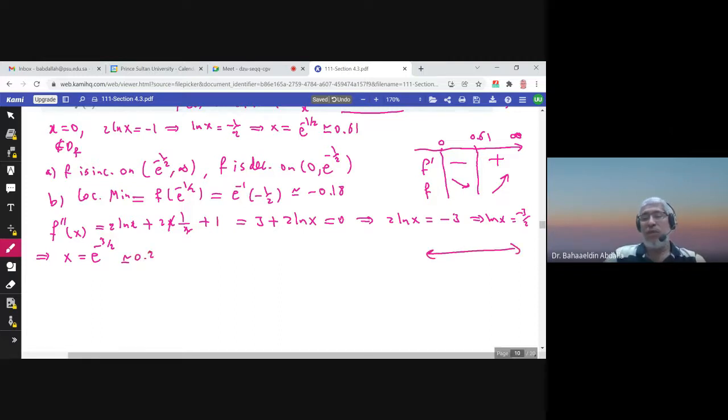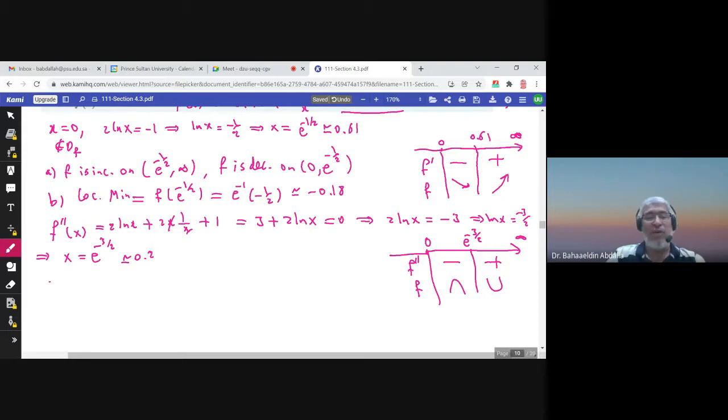So let us find the signs of f double prime. It doesn't start from negative infinity. It starts from 0 to infinity. The domain of f is from 0 to infinity. The number is e to the power negative 3 over 2. If I choose a number greater than 0.2, for example 10, then 3 plus 2 ln 10 would be positive, and I'll have negative here. So here f is concave down, here f is concave up.